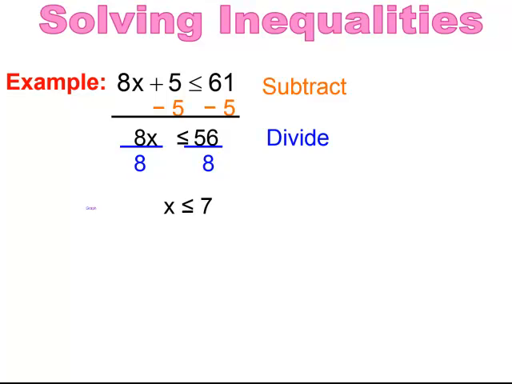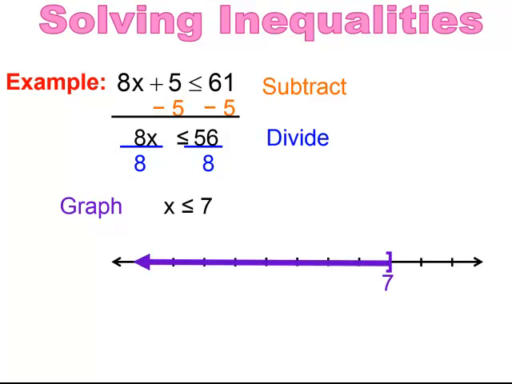Now I can graph this and write my interval notation. Your solution will be written in interval notation. So the graph here would have a bracket at 7, and you're shading to the left because it's less than, and your interval notation will be from negative infinity to 7, and it uses a bracket to indicate that it also includes 7.